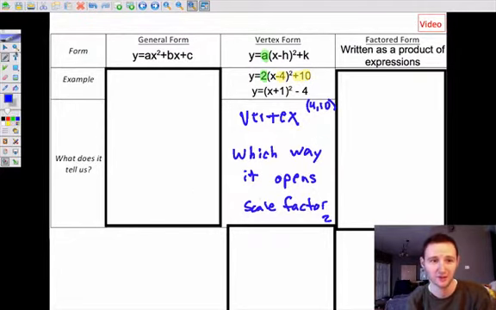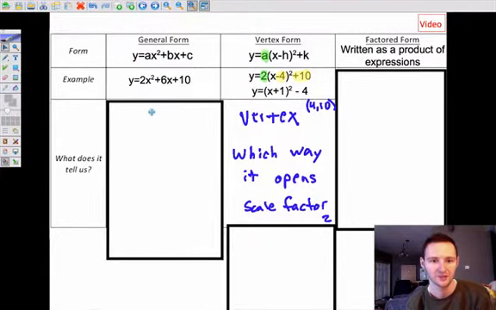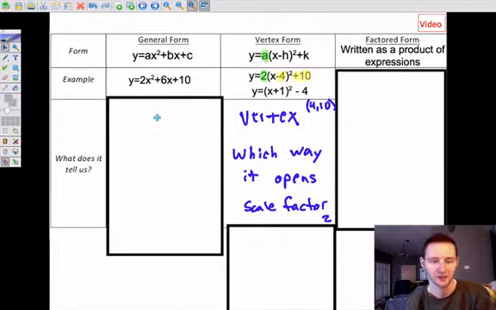Alright, so that's the one you are most familiar with. These others, we'll do general form next. It's just y equals ax squared plus bx plus c. An example of that, 2x squared plus 6x plus 10.